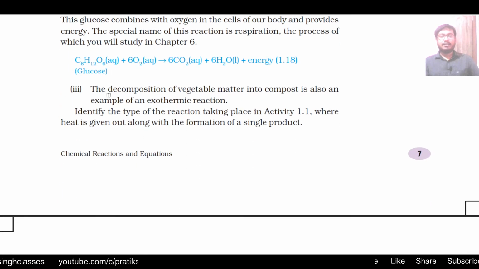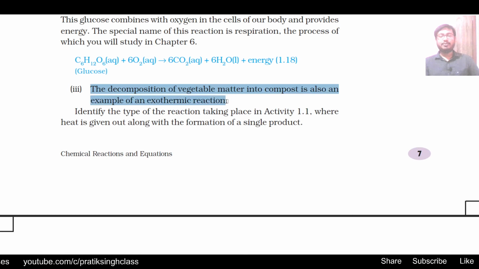Third example, the decomposition of vegetable matter into compost is also an example of an exothermic reaction, because whenever organic matter decomposes, a huge amount of energy is released. The products become hot.